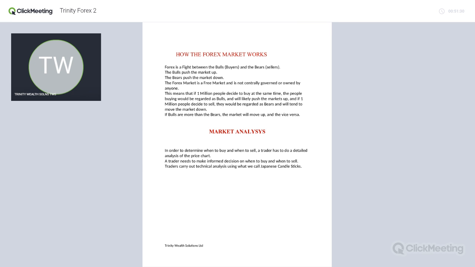So how does the market work? Remember we said we have the buyers and the sellers. The buyers are the bulls, the sellers are the bears. So the market is usually a fight between the bulls and the bears. Whoever is stronger takes the day. If the bulls are stronger, they'll move the market up, and it's a bullish market. If the bears or the sellers are stronger, they're going to move the market down, and it's a bearish market.